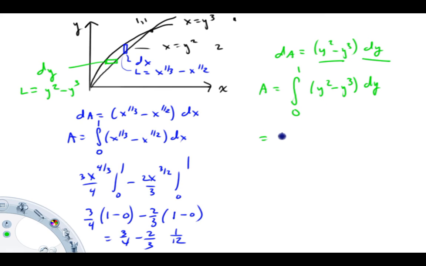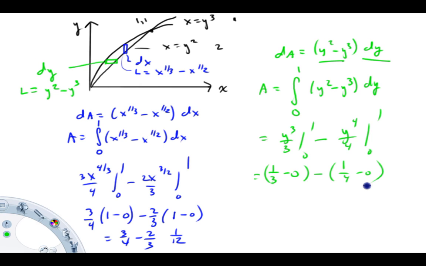And then y squared integrates to y to the 3rd over 3, from 0 to 1, minus y to the 3rd integrates to y to the 4th over 4, again evaluated from 0 to 1. This is going to give us 1/3 minus 0 minus 1/4 minus 0. Common denominator is 12, so 4 minus 3 is 1 over 12. 1/12 square units. I should have put some units on there.